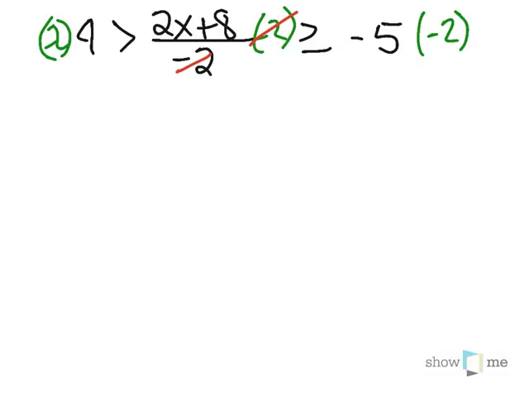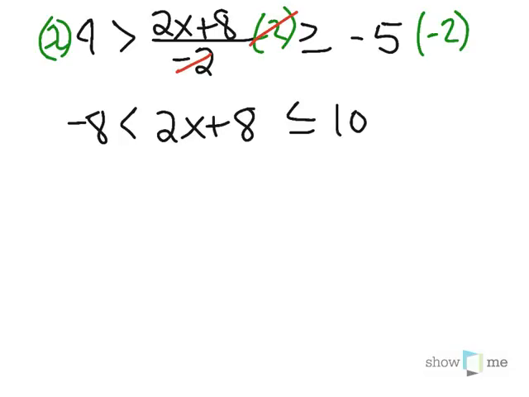We're going to have negative 2 times 4 on the left, giving us negative 8. And we just multiplied by a negative, which means we need to flip the sign. In the middle, we are left with 2x plus 8. And again, we must flip the sign to be less than or equal. And then negative 5 times negative 2 is positive 10.